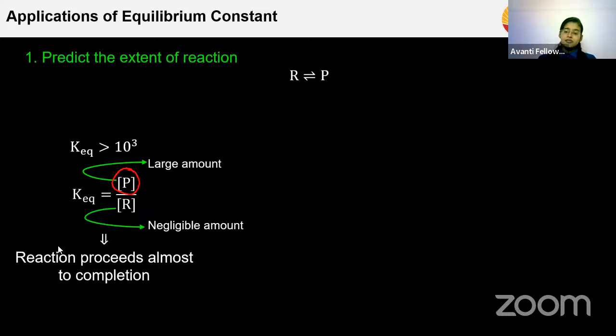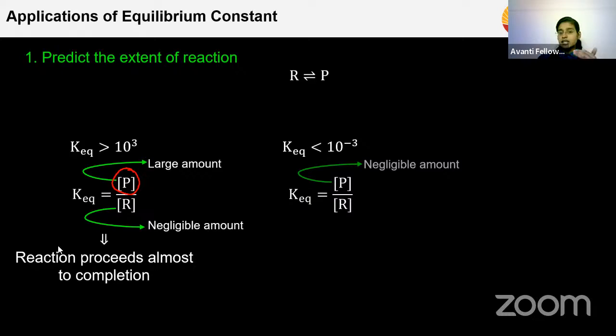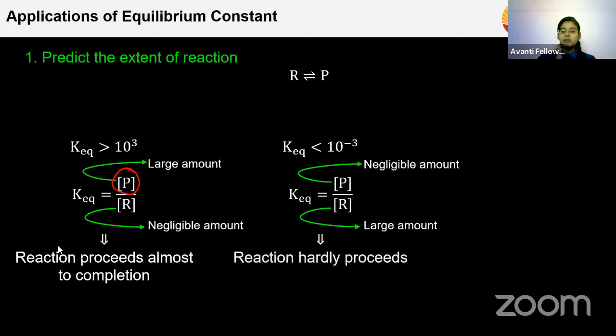Okay. If the KEQ value is less than 10 power 3, then it shows that the product concentration is negligible and the reactant's concentration, the denominator, is more. Okay. And this denotes the reaction hardly proceeds. I mean, only a very small amount of the reactant has been converted to the product. Okay, so that is the meaning.